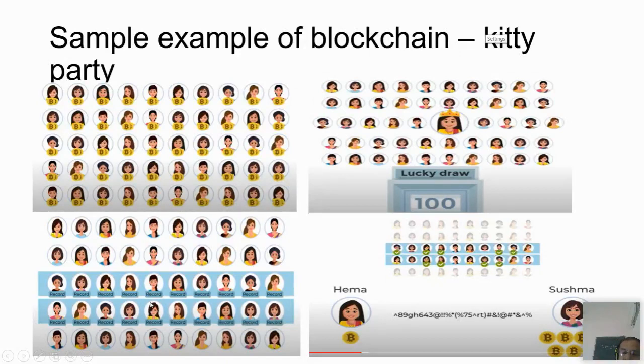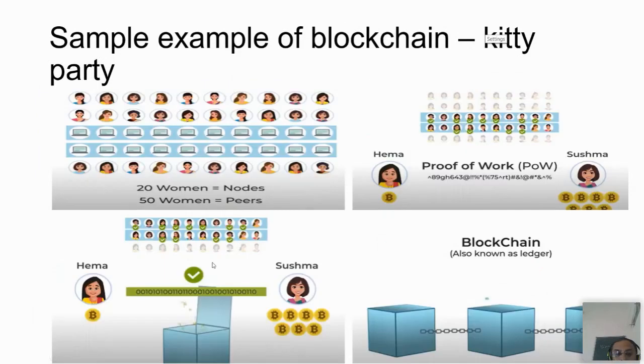That means whenever any person hands over the money, two units, it is not one person who is going to record it, it is being recorded by so many people, right? Around 20 people are going to record this. Any transaction between them happens this way. This is decentralized. If you replace this woman with a system, this is what is a decentralized system.